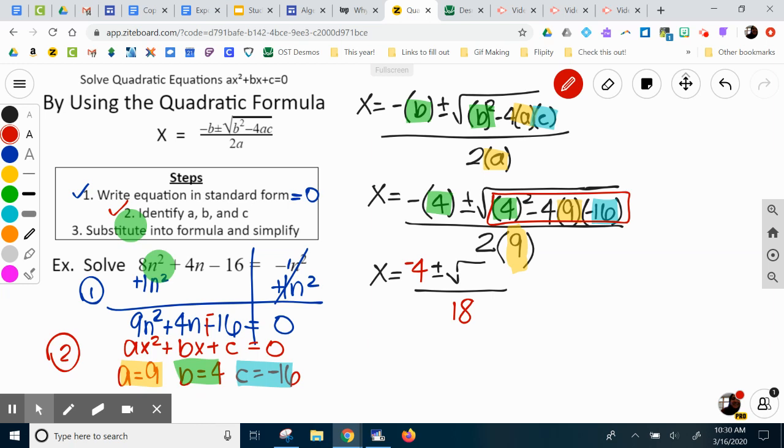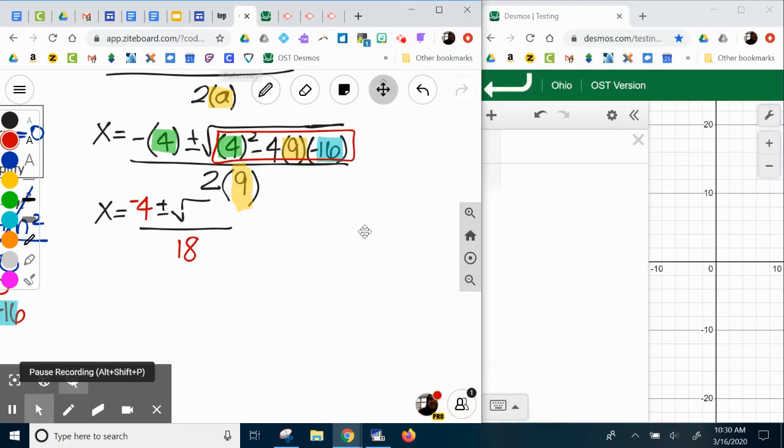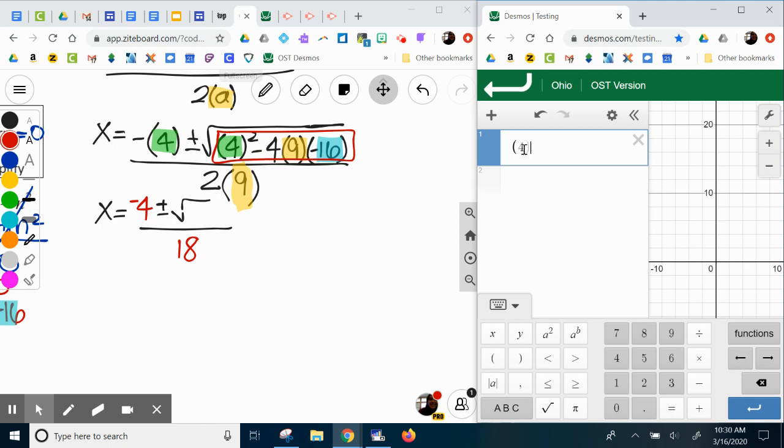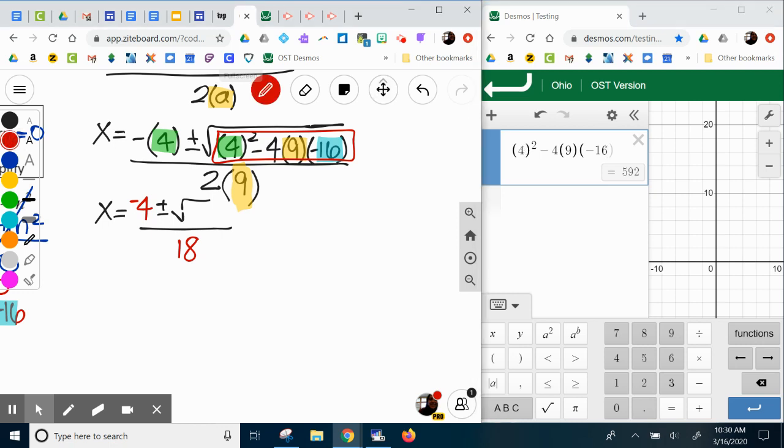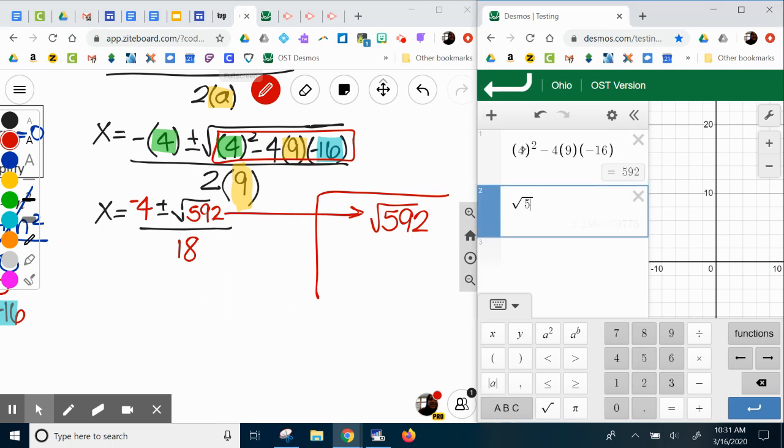You could type it in Desmos, you could type it into your cell phone calculator, it's totally up to you. I think Desmos is the easiest because you can see the whole thing. So pause this video, type it in. So if you type it in, that's 4 squared minus 4 times 9 times negative 16. And I get 592. Okay, that's where I take the square root off to the side, and I'm going to simplify it. Square root of 592. So first thing I do is I see, is it a nice square root?